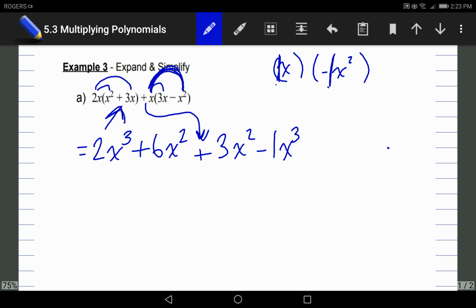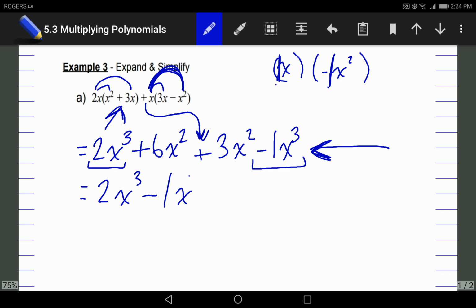Can you go further than this? Now that we've done the multiplication, we've gotten rid of all the brackets, can we now collect like terms? Let's see. Yes, we can. We have a 2x cubed and a minus 1x cubed. So let's combine those. Remember to take the sign that's in front. So minus 1x cubed. Then I have a plus 6x squared plus 3x squared.